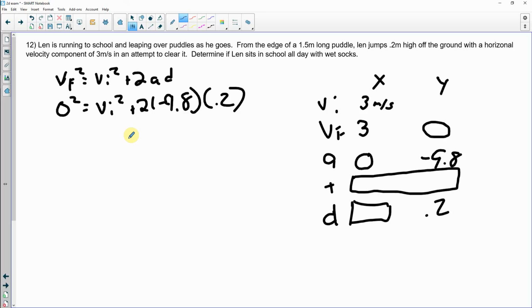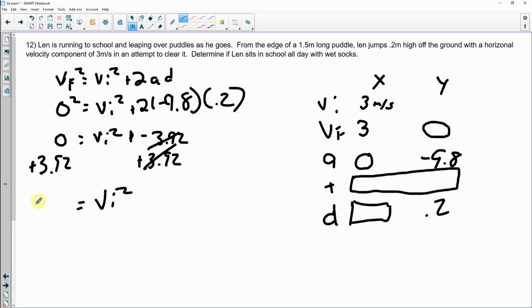2 times negative 9.8 times 0.2, not negative 2. So we're going to end up with 0 equals VI squared plus a negative 3.92. We're going to add 3.92 to both sides, and then we will end up with that canceling out. We will have VI squared equals 3.92. And we don't want VI squared, we want VI. So we're going to take the square root. Square root of 3.92 is 1.97.